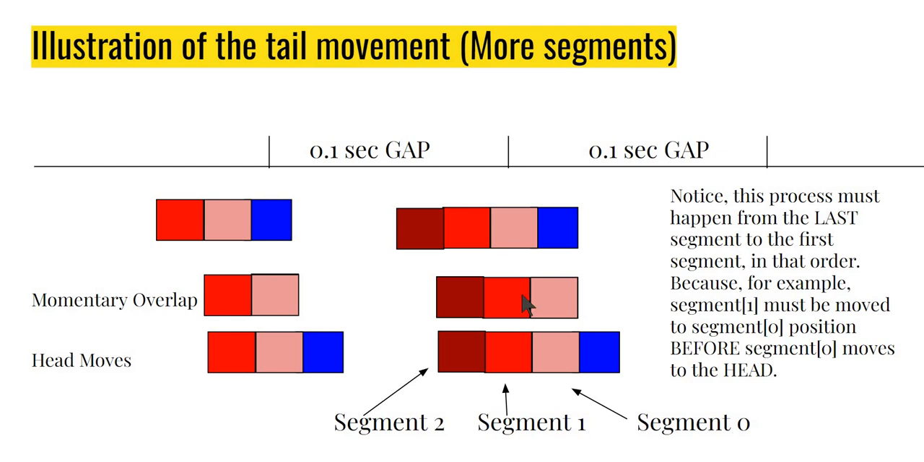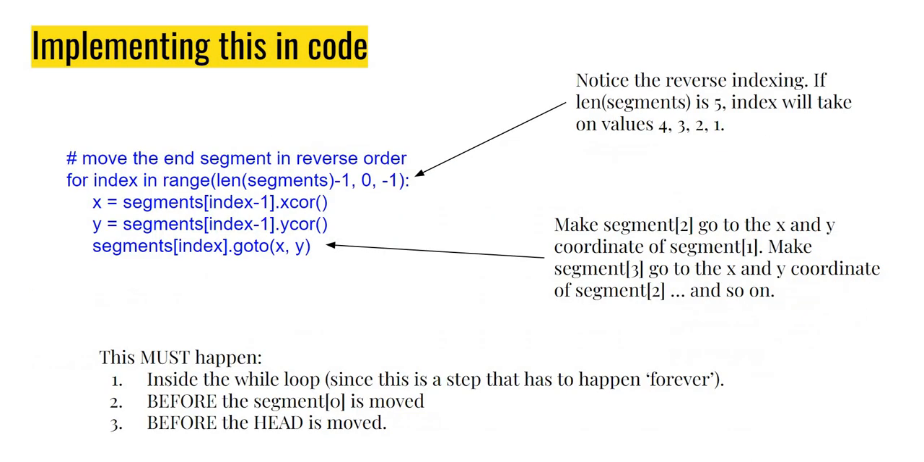So what I'm going to do is just do it in the reverse order. I'm going to ask segment 3, hey, look, where is segment 2? Kindly move there. I go to ask segment 2, where is segment 1? Kindly move there. I'm going to ask segment 0, where is, let's say, the head? Move there. Next, there is a momentary overlap. The head moves out and everything looks fine. Now the reason I bring this up is because this brings me to the implementation of the code.